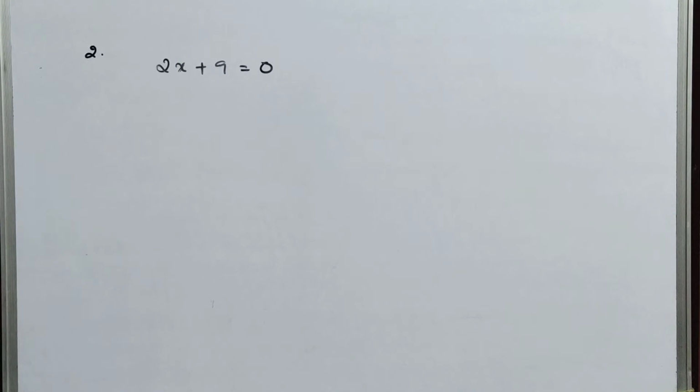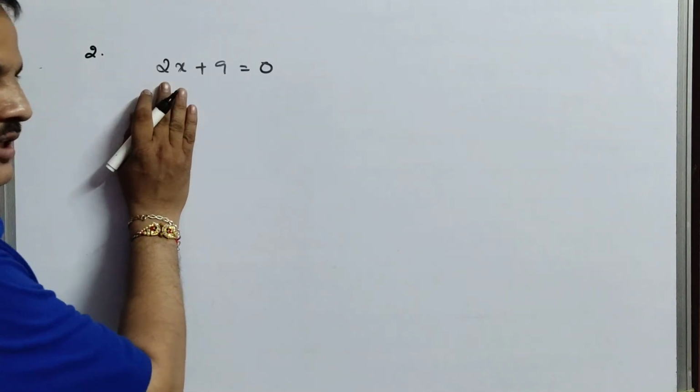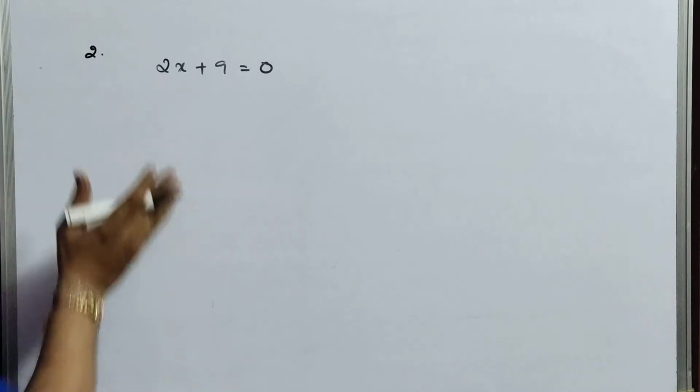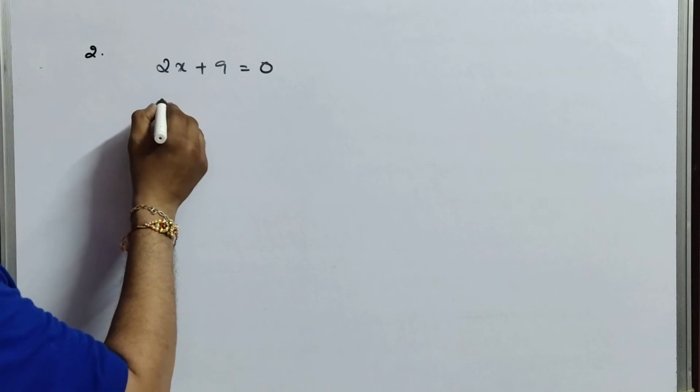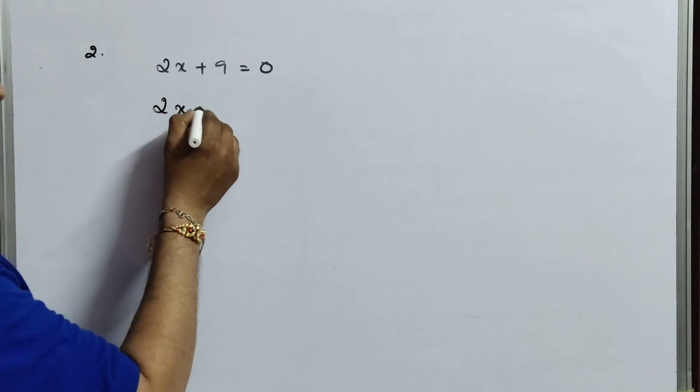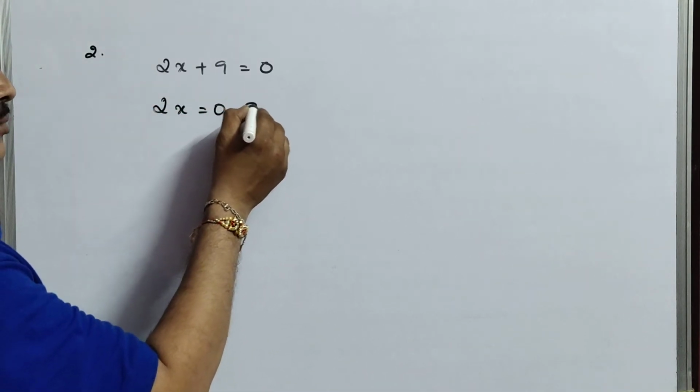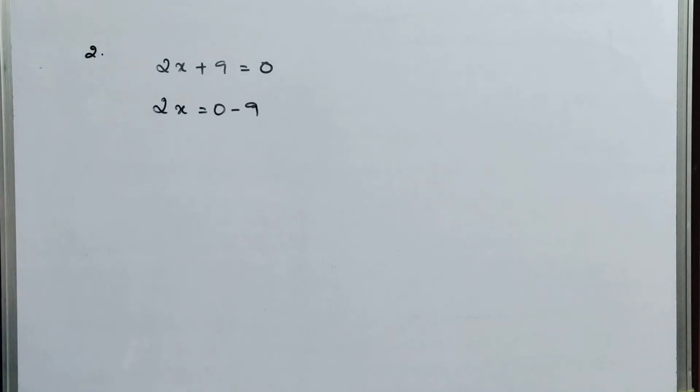That means 2x plus 9 equals to 0. Okay, first simplify for the value of x. That means 2x equals to 0 minus 9. Why are you simplifying this? Because we have to draw one variable, no? So one variable only we should have.